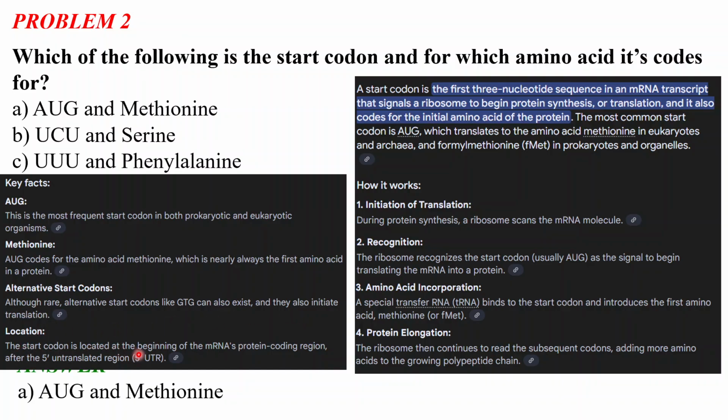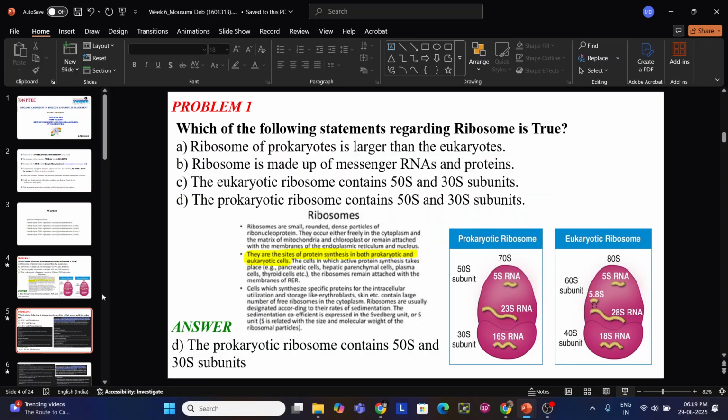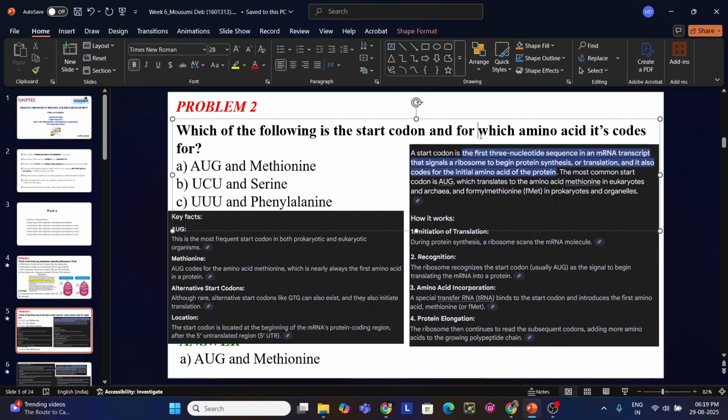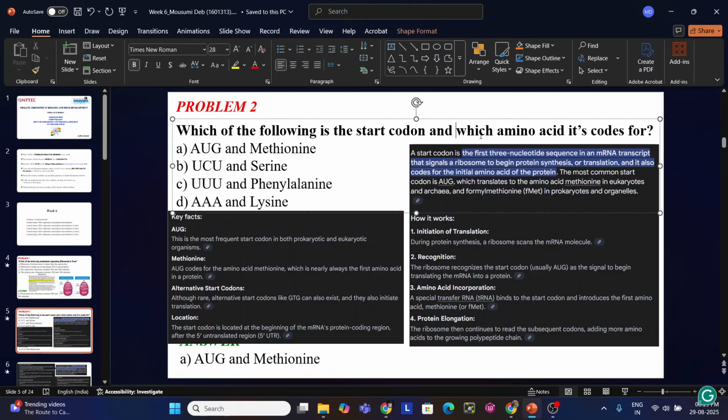Location: the start codon is located at the beginning of the mRNA's protein coding region, after the 5' untranslated region. So there is a 5' untranslated region, and after that the AUG start codon is there for coding the first amino acid, which is methionine. So this was the second question, and the correct answer is AUG and methionine.